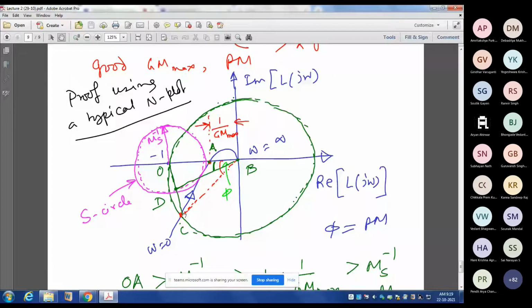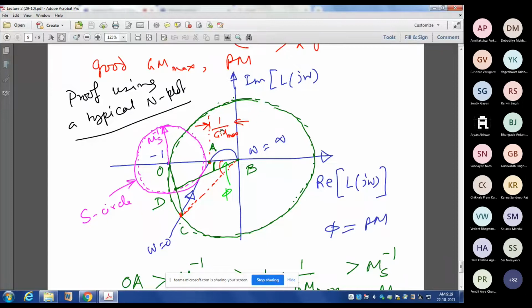Naturally, this is your gain crossover frequency. This is your phase crossover frequency, and this whole angle is your phase margin phi. And what is your gain margin max? The inverse of this distance is your gain margin max. So this distance here to here is 1 by gain margin max, 1 by GM max, that I have written.